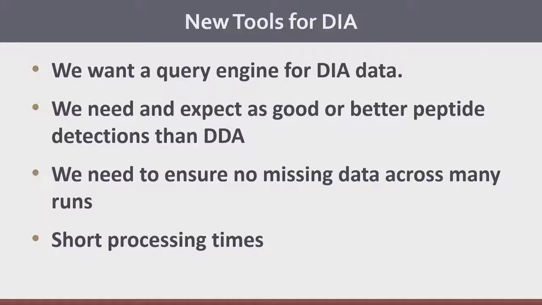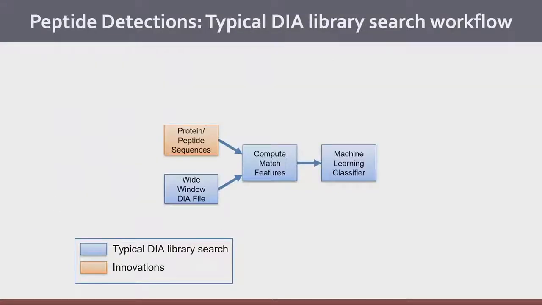And then we need to ensure there's no missing data across many runs, and this is actually pretty important. We don't want to spend 10 hours collecting mass spectrometry data and then spend 10 days analyzing it. We want to be able to generate results fairly fast. I'm not saying things need to be super fast, but you don't want that to be the bottleneck. We still expect to be able to look through the data and analyze it manually if we need to, but ultimately the compute time should be relatively reasonable. So the first thing we want to do is remove this spectrum library requirement and say, can we give it protein or peptide sequences and go from there.